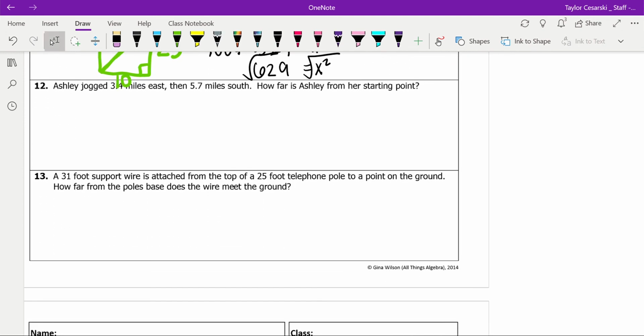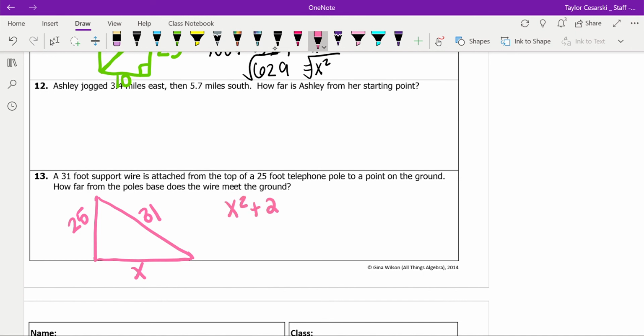All right, last one, number 13. It says a 31-foot support wire is attached from the top of a 25-foot telephone pole to a point on the ground. How far from the pole's base does the wire meet the ground? All right, so we have the top of a 25-foot pole, and we're going to draw this triangle here. All right, so it's a 31-foot wire, so that means the wire is 31 feet to the ground. And we want to know how far from the base does the wire meet the ground. So 31 here is going to be my hypotenuse.